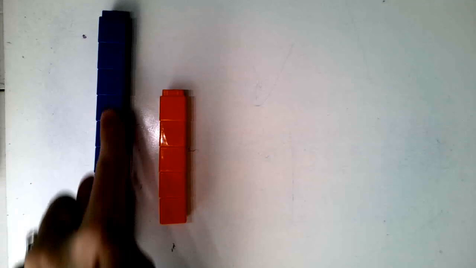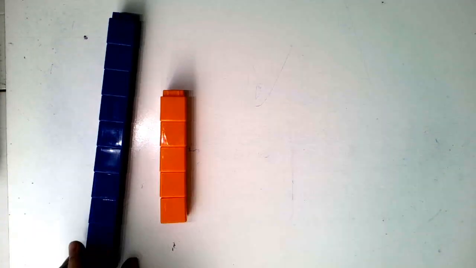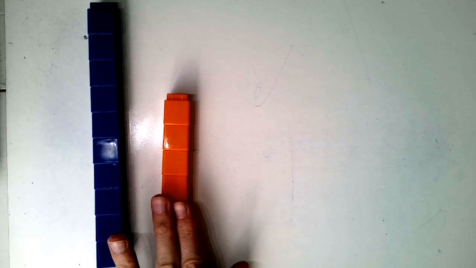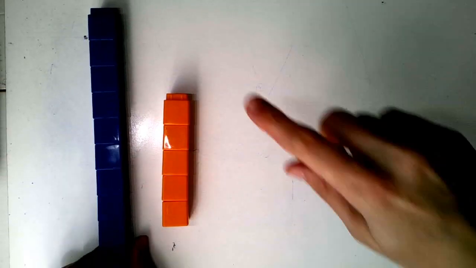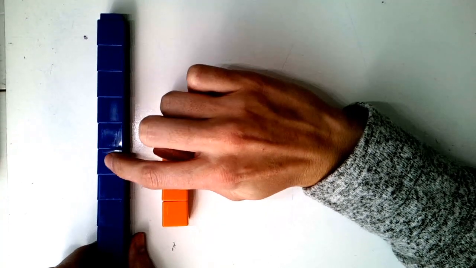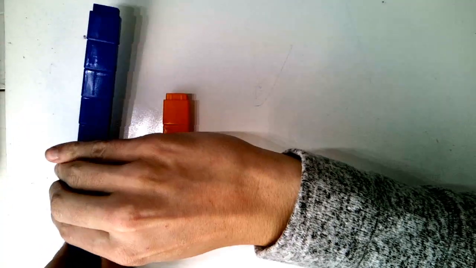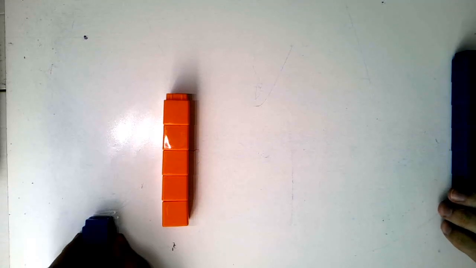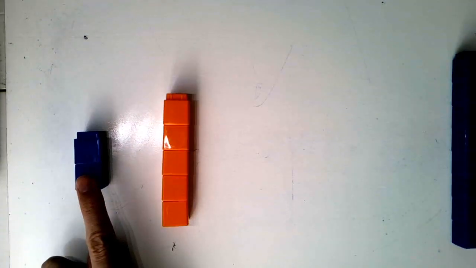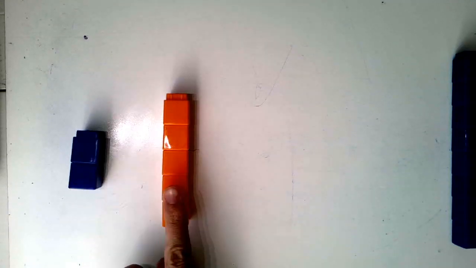Can we get that from 10 or 5? Which one can we take 8 from? We can take 8 from the 10. If we try to take 8 from the 5, we're not going to have enough. So let's count out 8 and take those away. 1, 2, 3, 4, 5, 6, 7, 8. I'm going to set them over here to the side. What do we have left now? Now we have 2 blue and 5 orange.